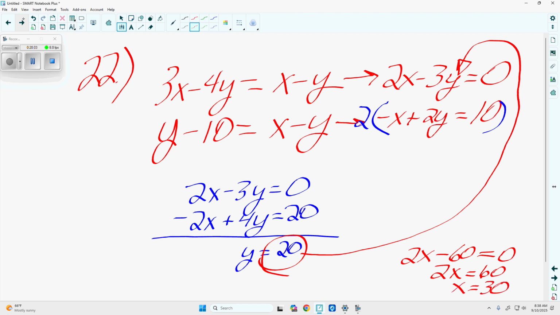Okay, but wait, the problem isn't done, is it? It says find angle ROS. Well, ROS is y minus 10. Oh, crud, I didn't even have to find x. So ROS is 20 minus 10, and the answer is 10.